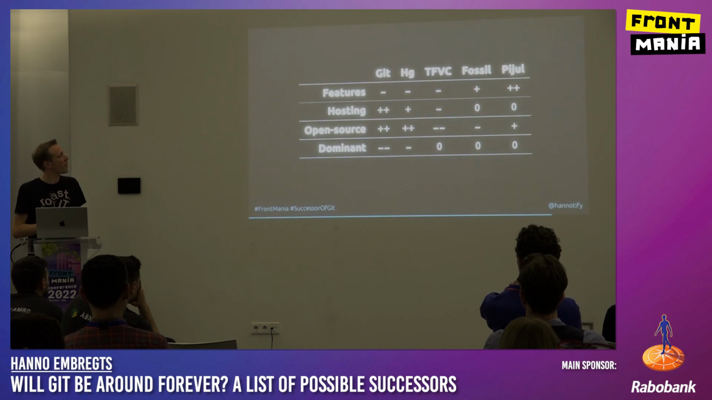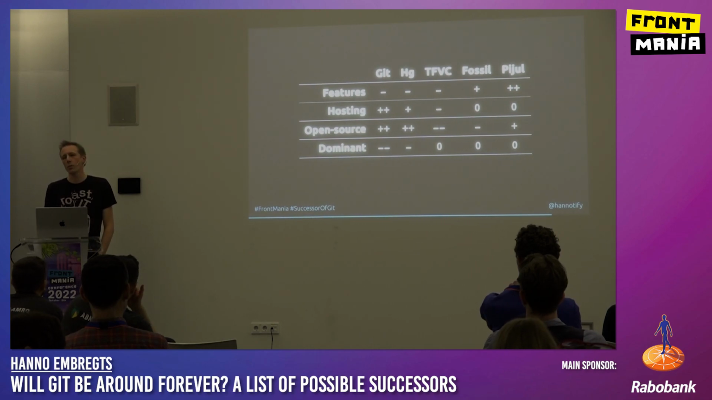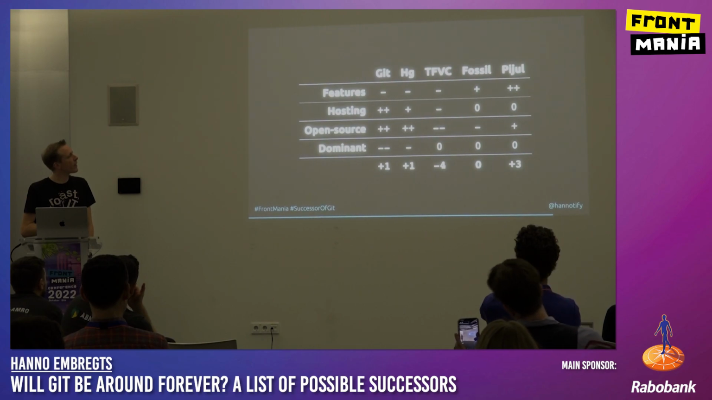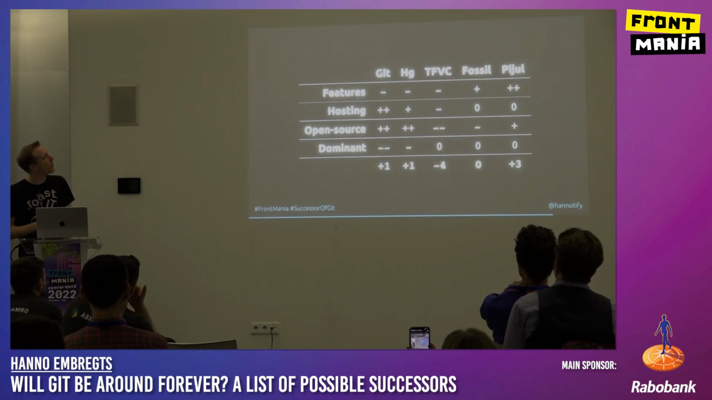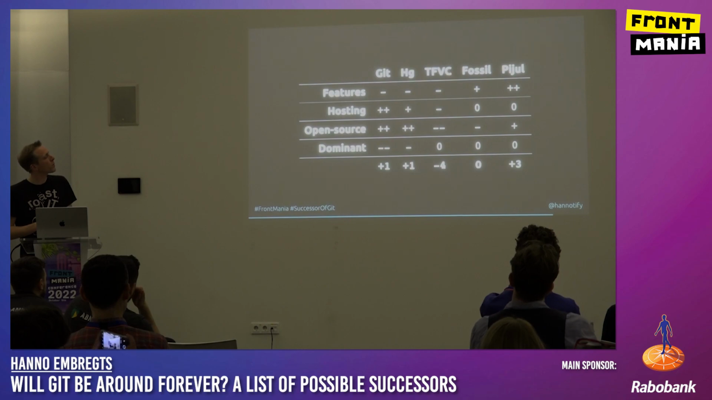The handicap of the dominant product, well, Git suffers the most from this, of course, and Mercurial maybe for a bit. If I add all these scores up, I think the best score will end up with Pijul, and the worst with Team Foundation version control.